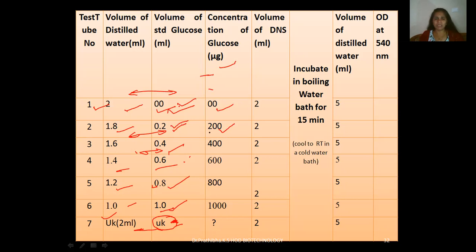How do we come to know this? We prepared the standard glucose, right? How did we prepare it? We prepared the standard glucose by taking 100 mg of glucose and dissolving it in 100 ml of distilled water. We did that in a standard volumetric flask. So there, 100 mg we took and dissolved in 100 ml of distilled water.